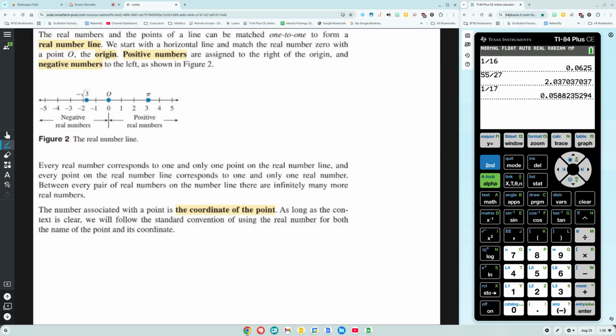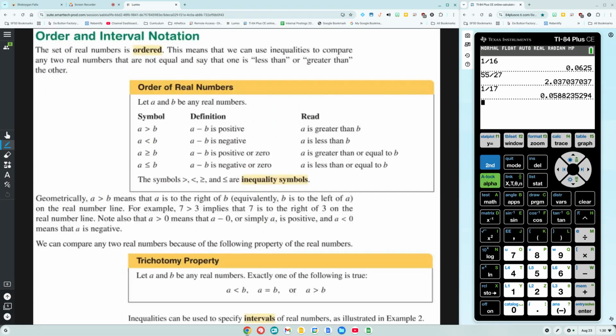Between every pair of real numbers on the number line, there are infinitely many more real numbers. That just basically means I can keep on taking my decimal and making it smaller and smaller and smaller. The number associated with the point is the coordinate of the point, as long as the context is clear. We will follow the standard convention of using the real number for both the name and the point and the coordinate. So just a little bit more here with basic number stuff.